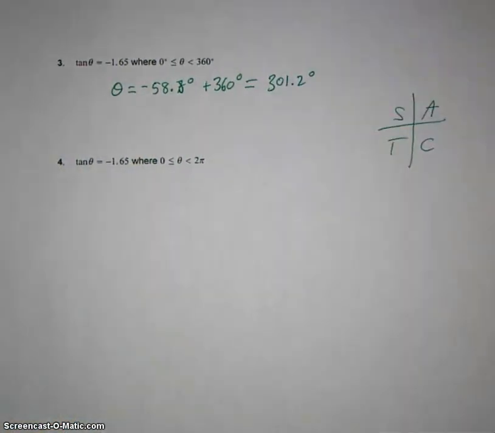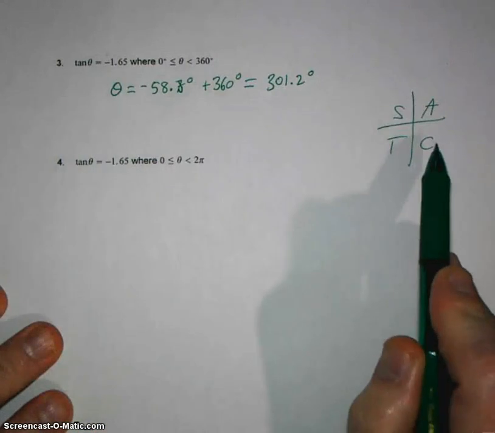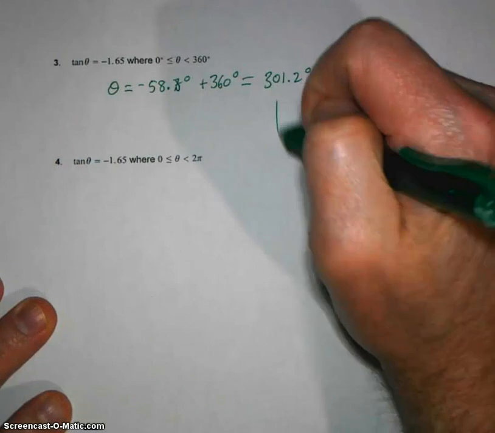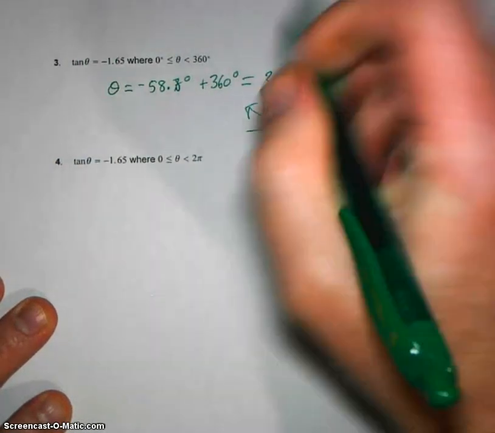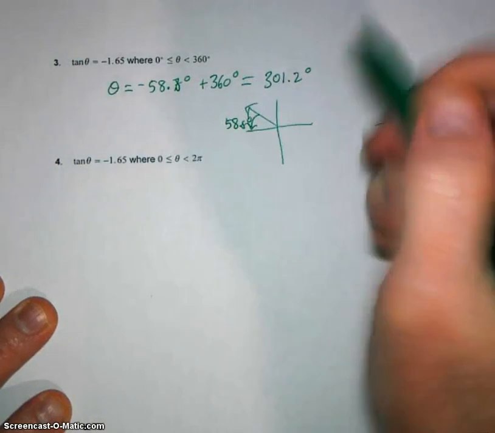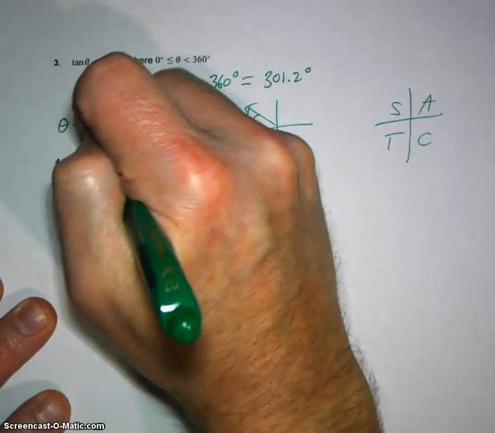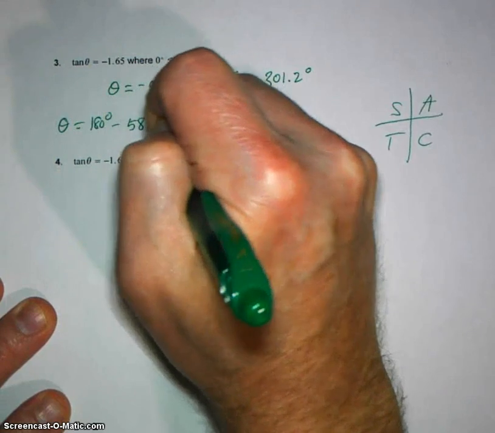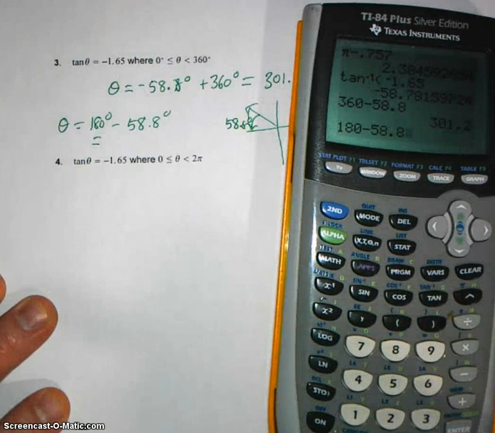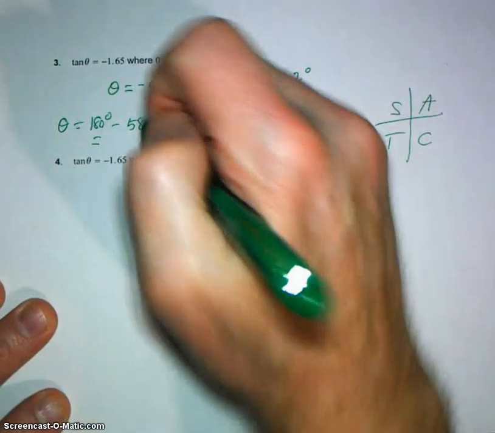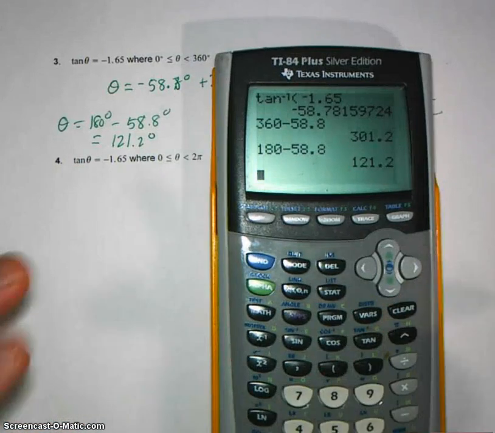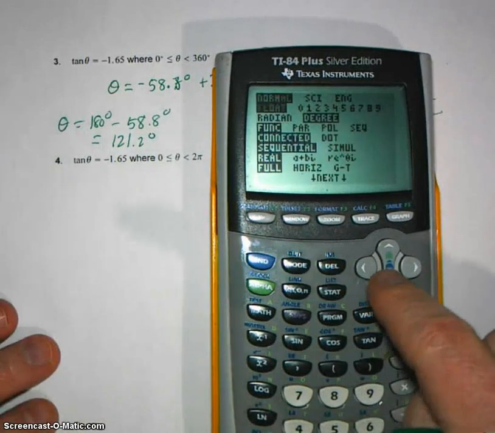We're dealing with tangent being negative. Tangent is negative in quadrant 4. We've got that. Tangent is also negative in quadrant 2. So I need an answer in quadrant 2 where my reference angle is 58.8 degrees. So that means my other answer is 180 degrees minus 58.8 degrees. 121.2 degrees. All right, same thing, except now let's put our calculator in radians mode.